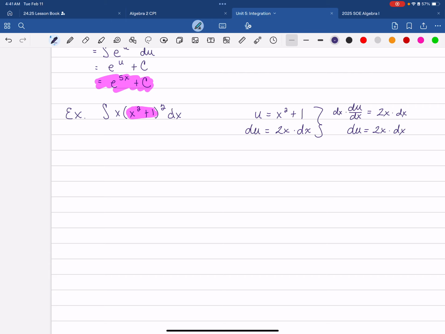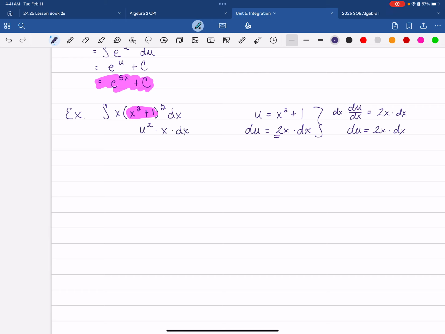So just a heads up on that so it doesn't feel like that's coming from nowhere. Okay, so notice that I have a u, so I'm good there, right? This is my u. So I have this u squared, but I don't have a 2. I have an x, so I can rewrite this as x dx, but I don't have a 2 there.